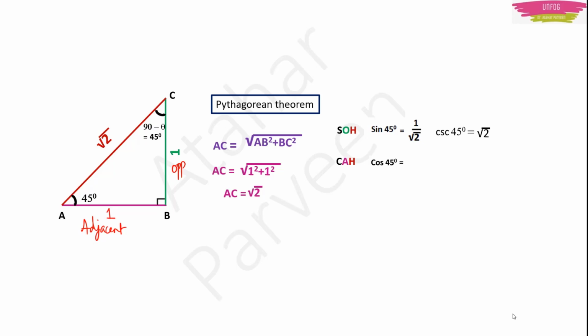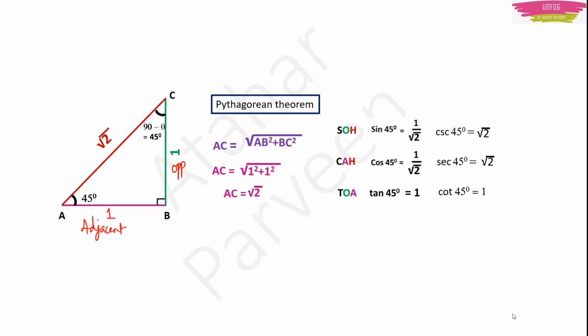For cos, I will write adjacent by hypotenuse. Adjacent is also 1. Hypotenuse is square root of 2. And then secant, which is the reciprocal of cos, will be square root of 2. Now I can find tan theta. Tan theta will be equal to opposite side by adjacent side. Opposite side is 1. Adjacent side is 1. 1 by 1 will be 1. And cot theta is the reciprocal of tan theta, and 1 by 1 will give me 1 only. That's why cot 45 will also be equal to 1.